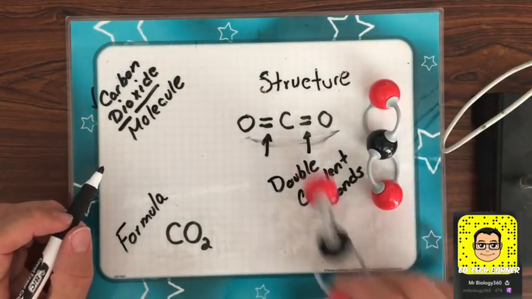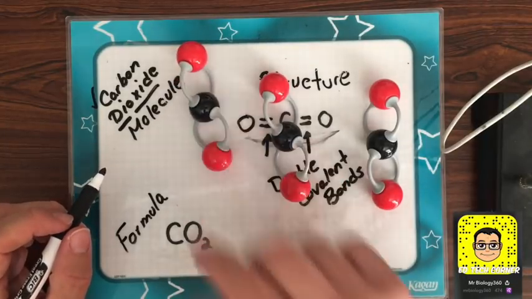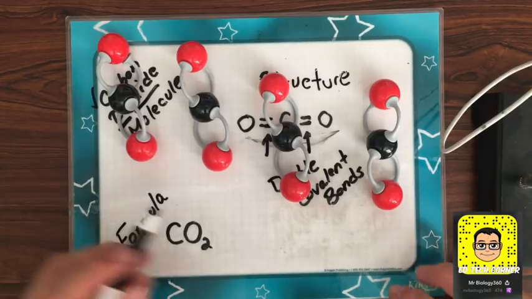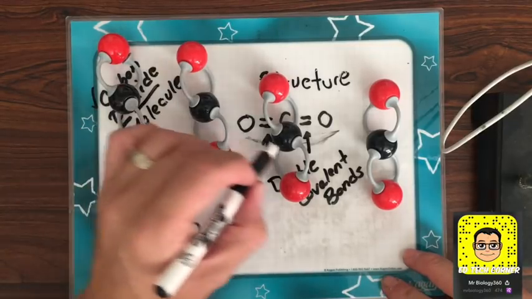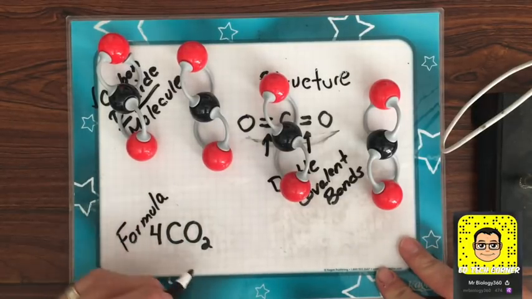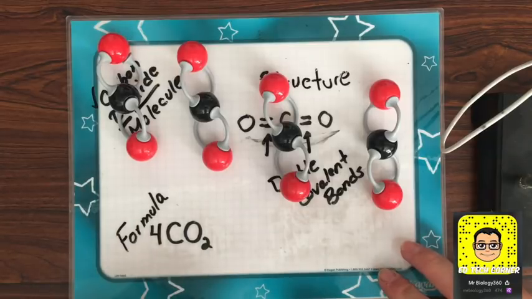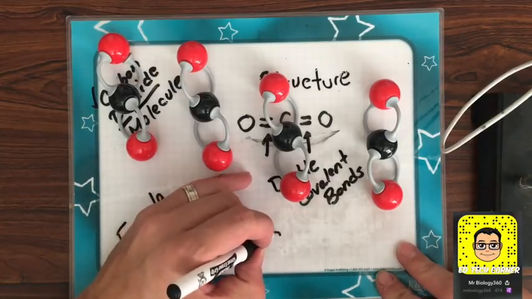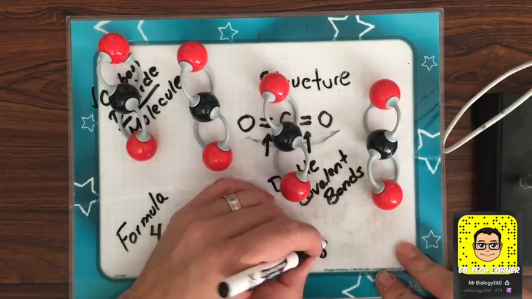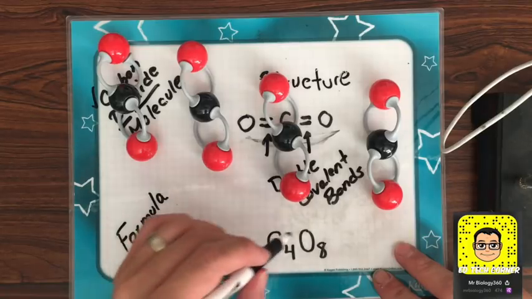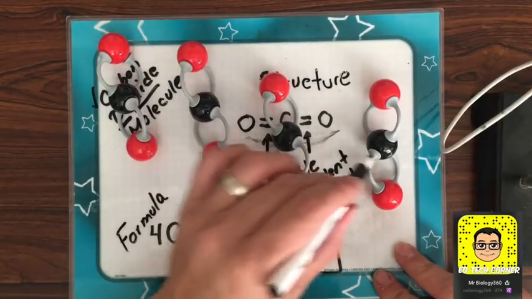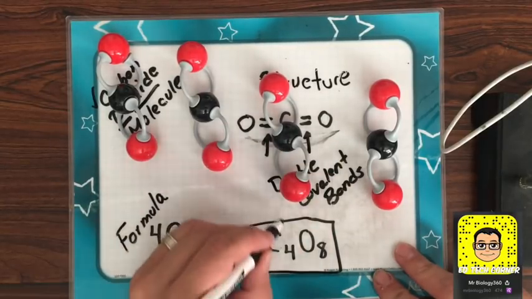Now, what if we had 4 CO2s? How would the formula change? Well, we remember there are 4 different ones, so all we have to do is write a 4 in front of the whole thing, and that tells us that we have 4 CO2s. Never write the formula like this. Don't ever do this, because it's actually impossible. If you wrote it like this, then you're saying that it's only 1 molecule, and this is not the same thing as that. So this is correct, this is wrong.